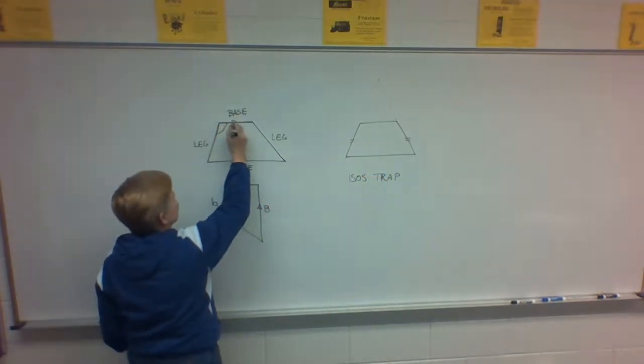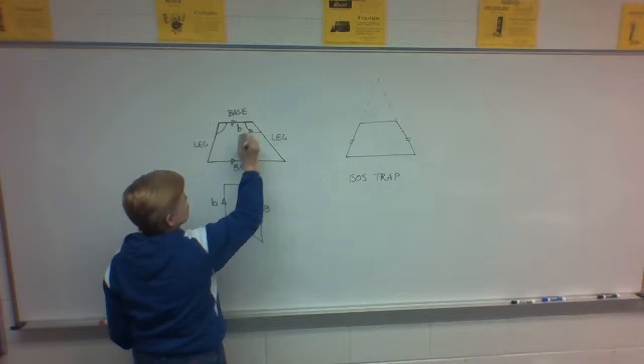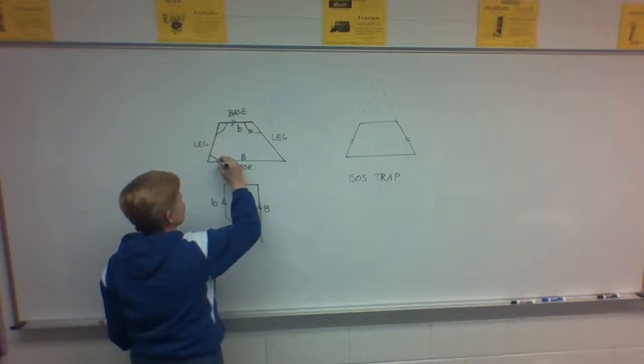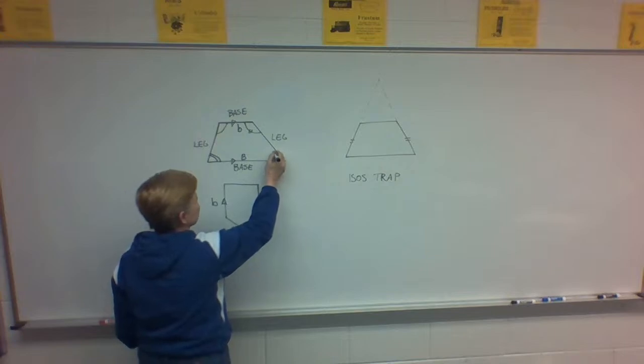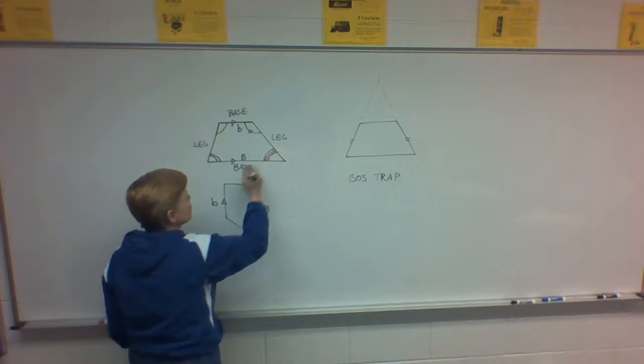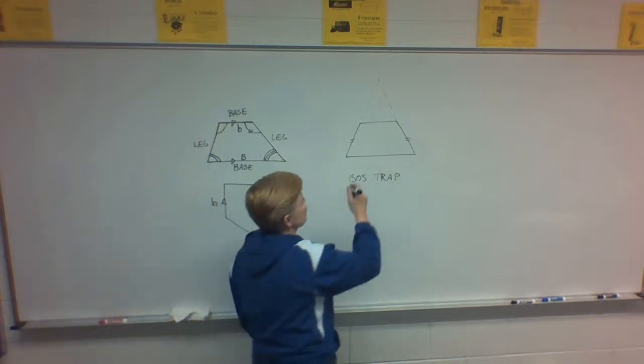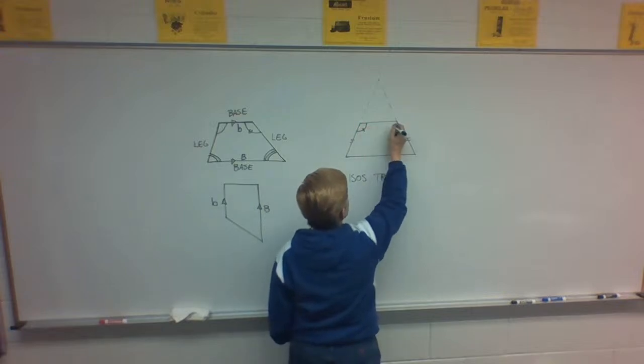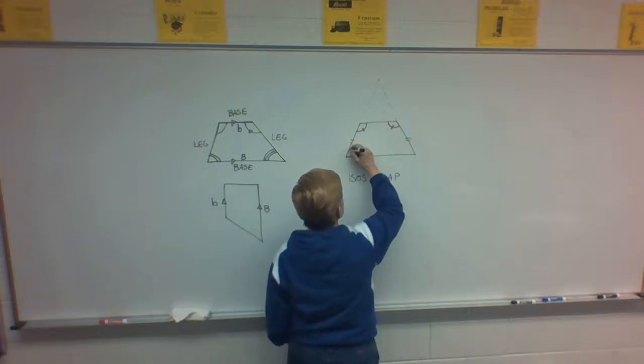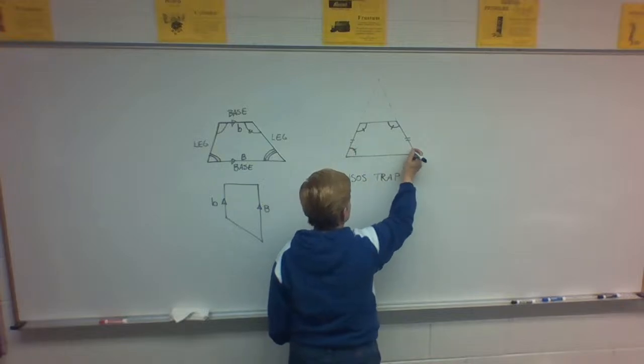By the way, let me come back over here. This angle right here and this angle right here are called base angles. This angle right here and this angle right here are also base angles. But in an isosceles trapezoid, both pairs of base angles are the same size because they come from an isosceles triangle where the base angles are the same.